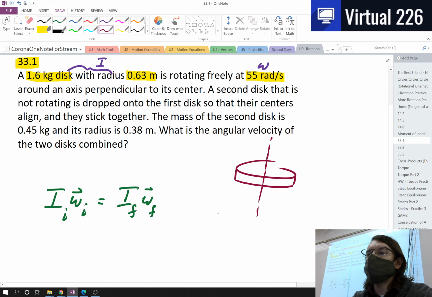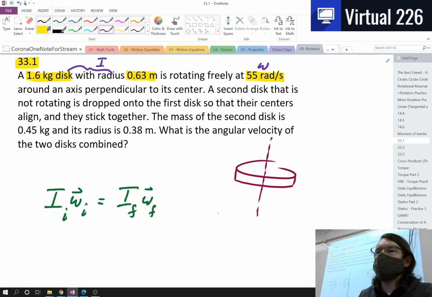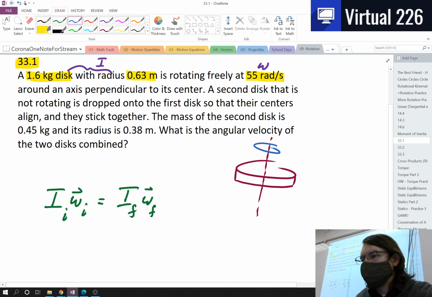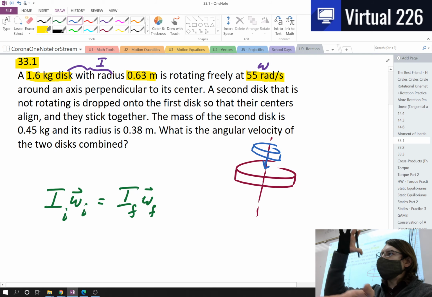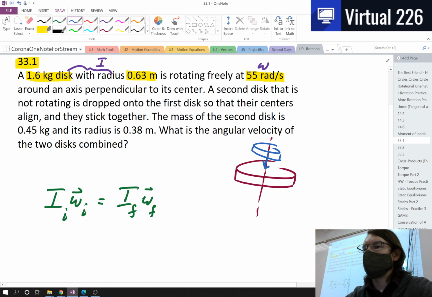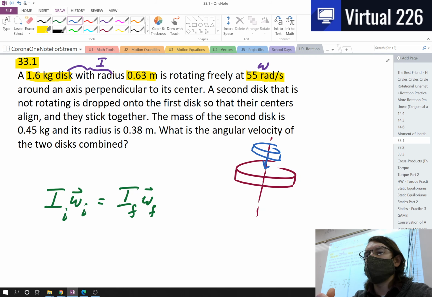A second disk that is not rotating is dropped onto the first disk so that their centers align and stick together. So we take a second disk here, and we drop it on it so that they've stuck together. We know the mass of the second disk and the second disk's radius. What we'd like to know now is the angular velocity of the two disks when they combine.